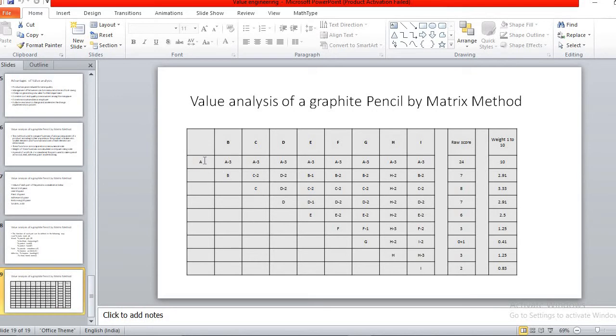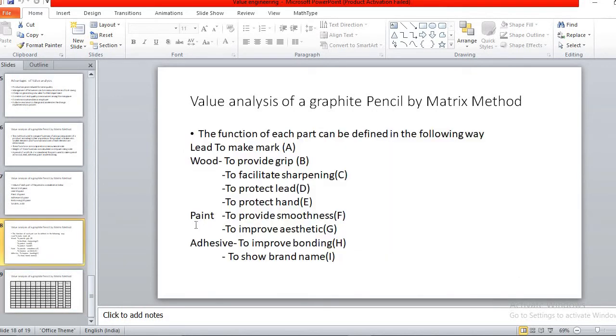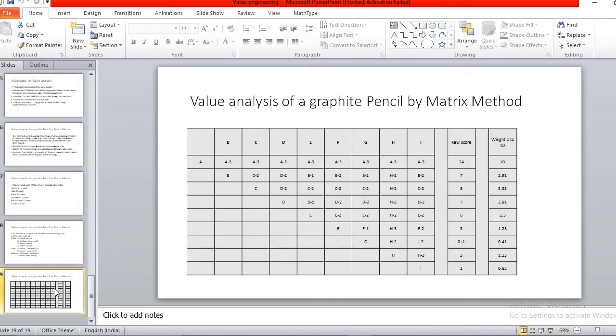So we arrange these names for the functions such that there is very little correlation with the remaining functions. For C, A and B; for D, A, B, C; for E, A, B, C, D, like that. So arrange these function names as A, B, C, D, like this. And in this column we can write these function names A, B, C, D, E, F up to G, H, I. And here this column is represented as a raw score.